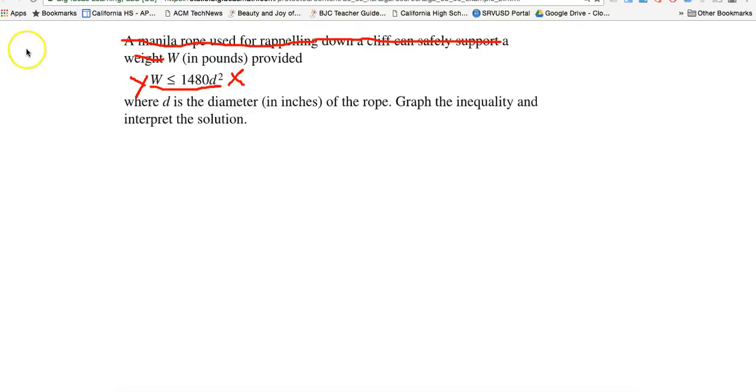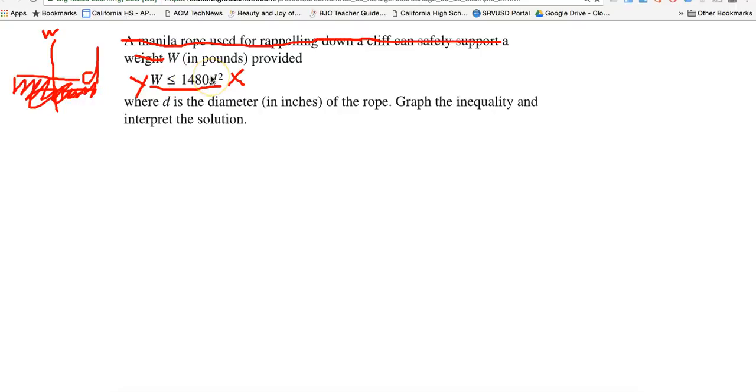So we're going to have a graph where W is the y-axis and D is the x-axis. Now, if we think about this a little bit, let's look at where our graph is going to be. Weight: can we ever have a negative weight? Are we going to look at situations where we have a negative weight? Never. So we don't even bother with anything down here.